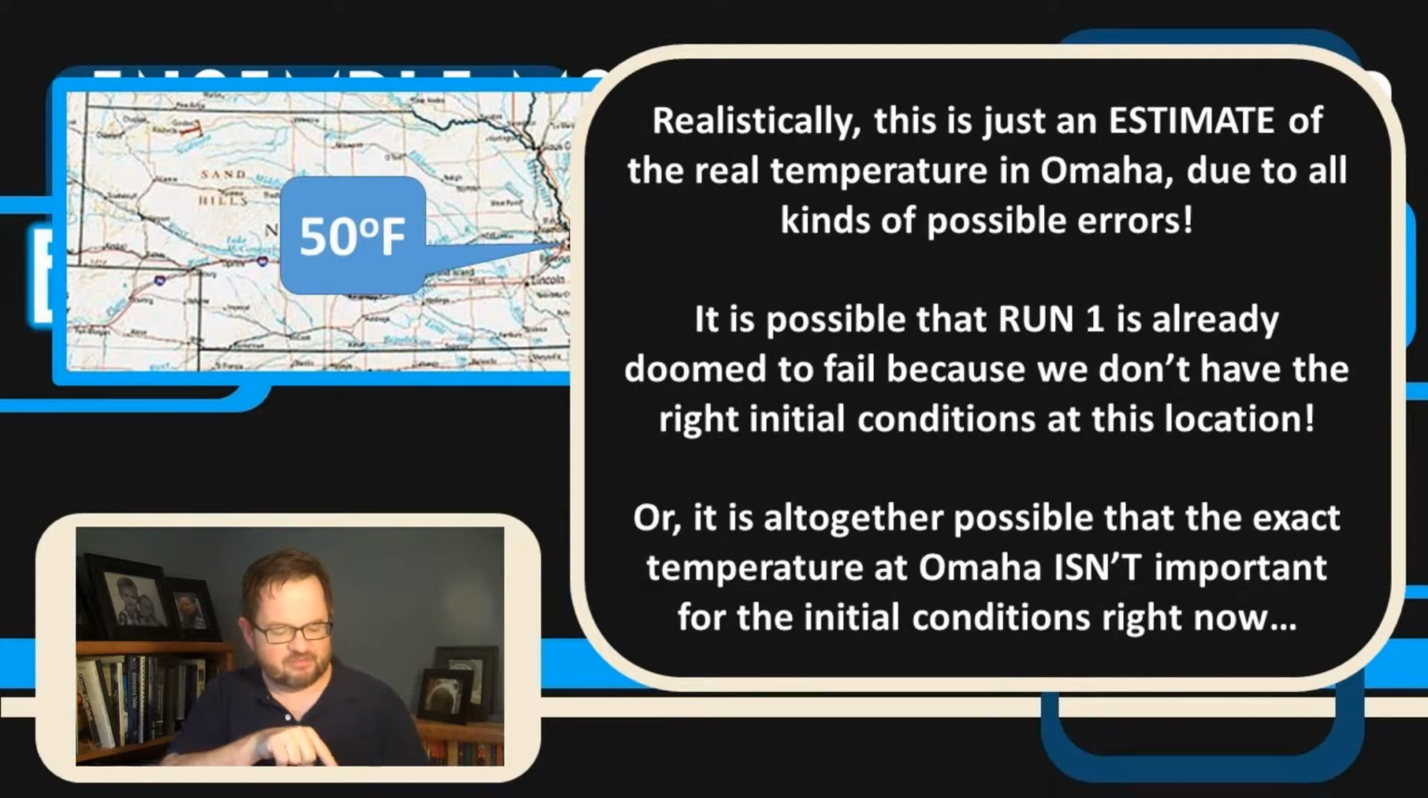In other words, we fed the model that it is 50 degrees in Omaha. That went into the assimilation method that became part of the analysis, and now it's not the right temperature. Okay? It's not 50 degrees in Omaha. So run 1 is doomed to fail. There's just no way this is going to be right. We don't have the right initial conditions there in Omaha.